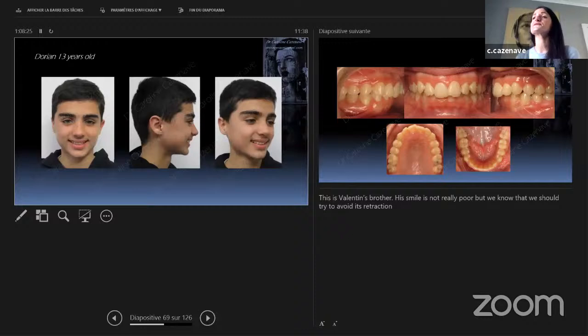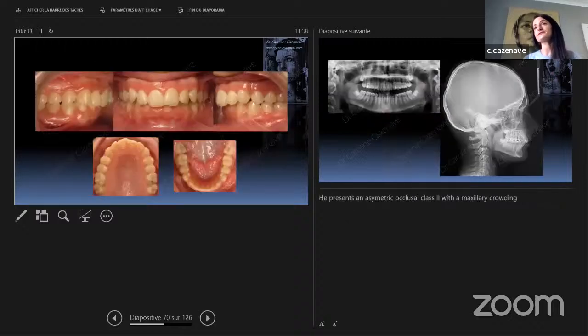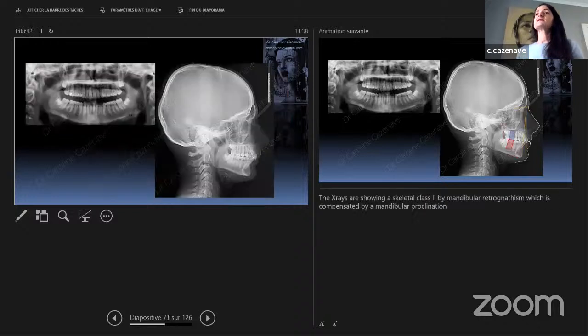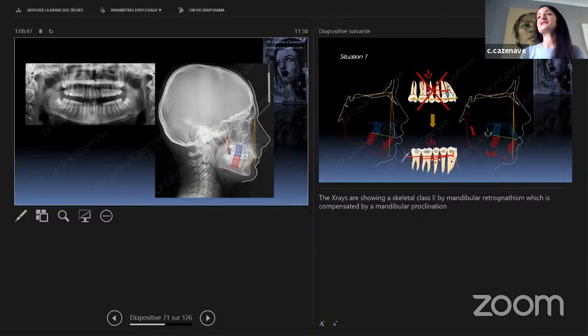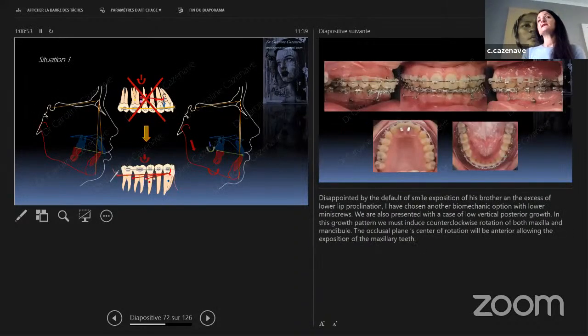This is Valentine's Bordeaux. His smile is not really poor, but we know that we should try to avoid its retraction. He presents an asymmetric occlusal class 2 with maxillary curling. The X-rays are showing a skeletal class 2 by mandibular retrognathism, which is compensated by a mandibular proclination. Disappointed by the default of smile exposition of his brother and the excess of lower lip proclination, I have chosen another biomechanic option with lower meniscus.